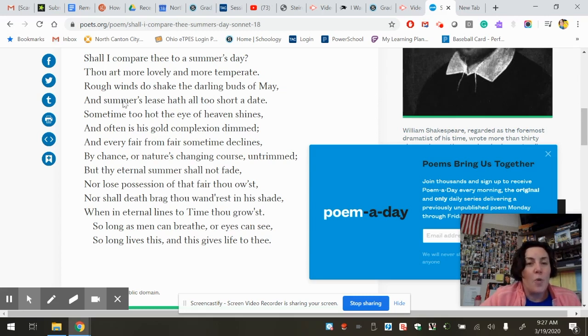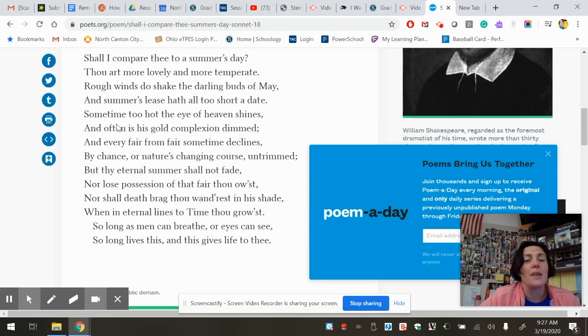So the first quatrain: shall I compare thee to a summer's day? So I could compare you to a summer's day. Here's how that comparison would work. You are prettier. You are more temperate. You don't run as hot and cold as summer does. Summer doesn't last very long. Therefore, you are better than a summer's day. That's the first quatrain, first idea.